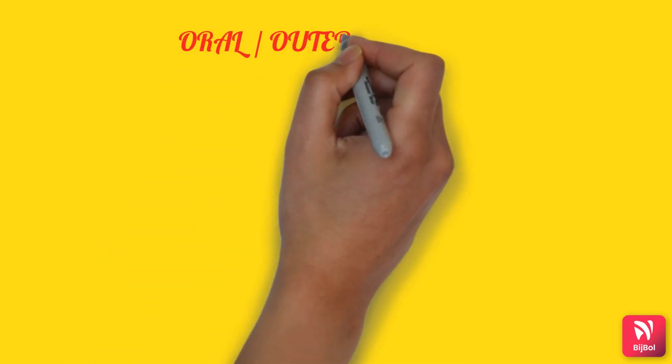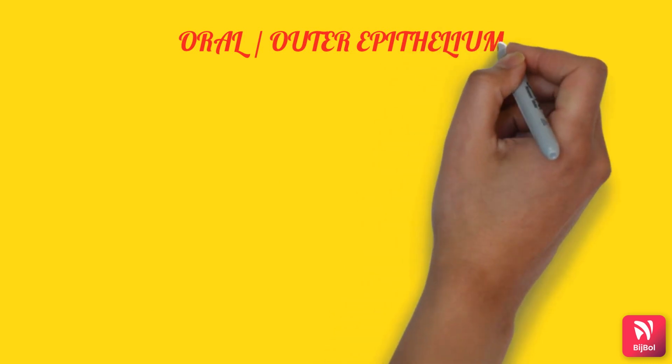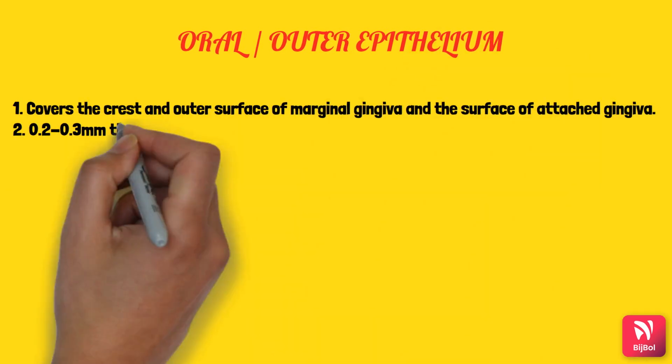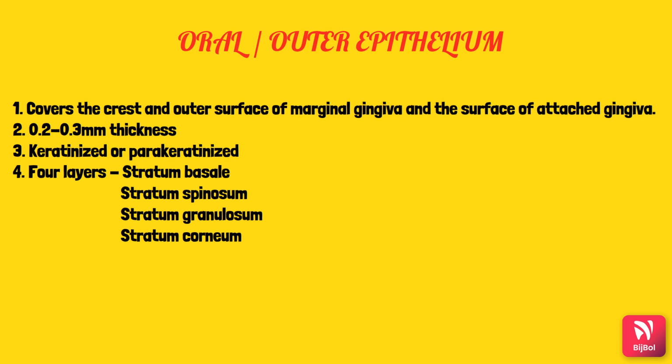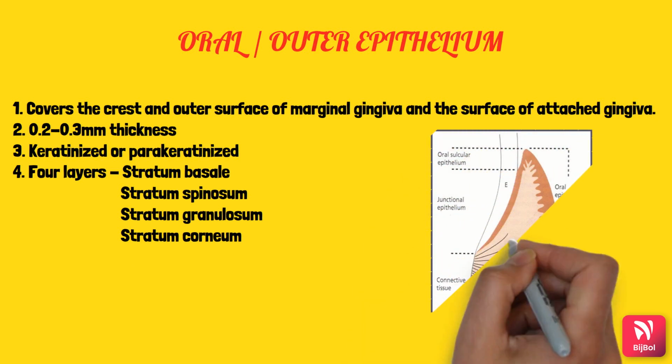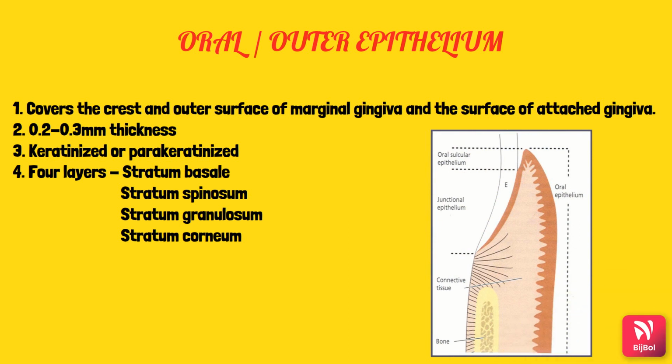So coming to oral or the outer epithelium, it is present on the crest and the outer surface of marginal gingiva and the attached gingiva. It is 0.2 to 0.3 mm in thickness. It may be keratinized or parakeratinized, but most of the time it is keratinized, and it has 4 layers of the gingival epithelium. And in the diagram you can notice that from the crest to the surface of the attached gingiva, it is the oral epithelium that is present, and in the sulcus there is sulcular epithelium. Beneath the sulcus there is an epithelial attachment that is lined by the junctional epithelium.